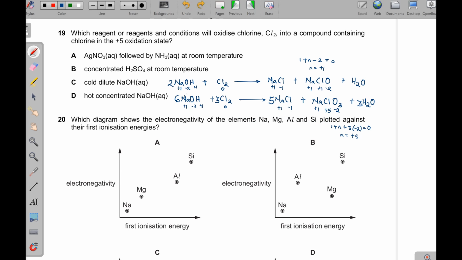You see that? Of course, this one remains as a plus 1, and then a minus 2, plus 1, and then a minus 2. And they are saying that the one in which chlorine has oxidation state plus 5, we see it here. So that means our answer is D. I will not even look at anything else here.